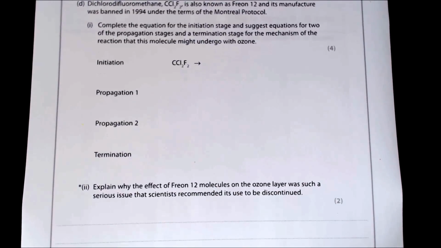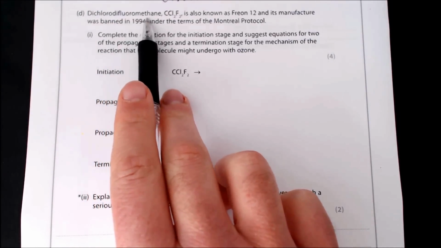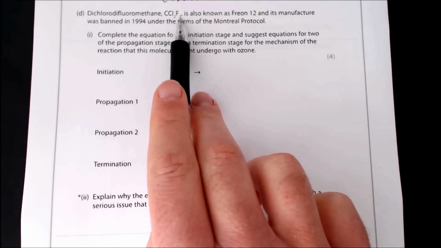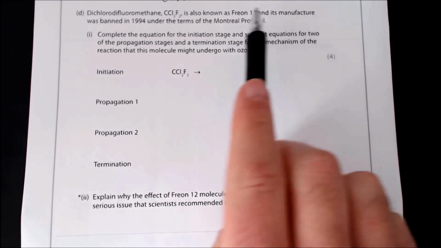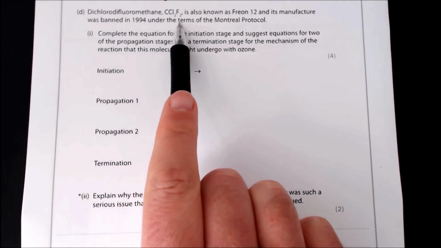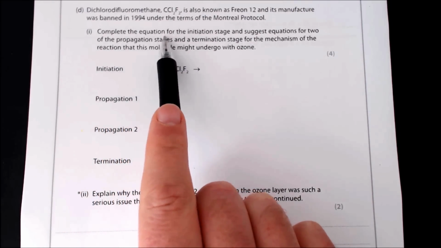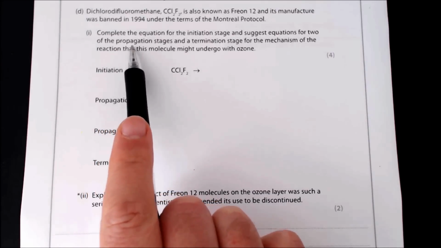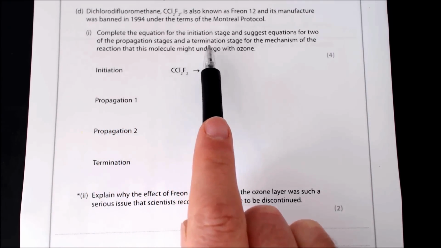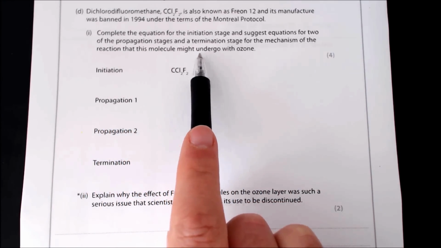And then part D, it says dichlorodifluoromethane CCl2F2 is also known as Freon 12, and its manufacture was banned in 1994 under the terms of the Montreal Protocol. So it says complete the equation for the initiation stage and suggest equations for 2 of the propagation stages and a termination stage for the mechanism of the reaction that this molecule might undergo with ozone.